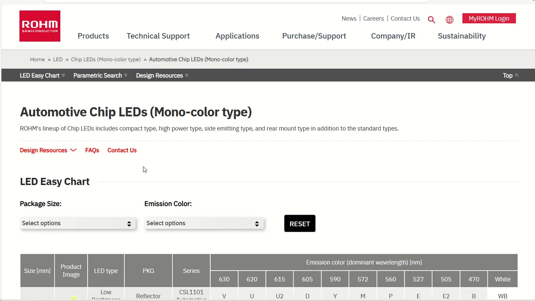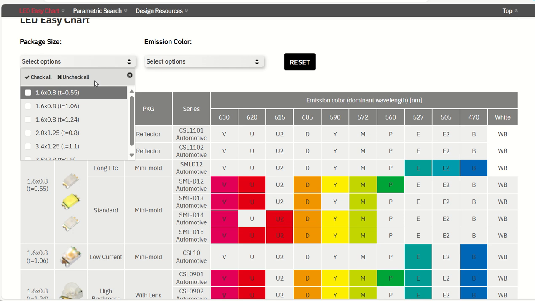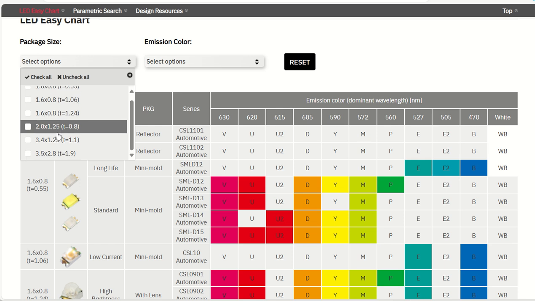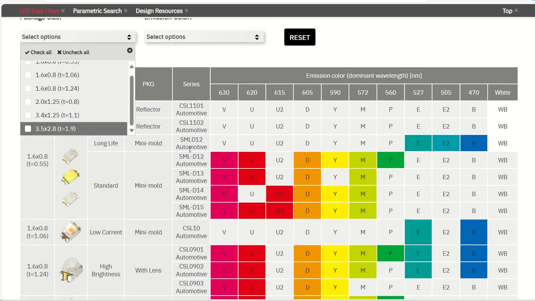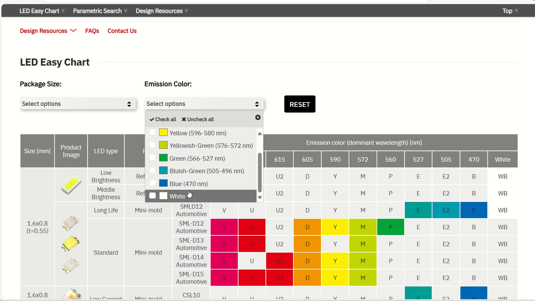As you can see, this particular LED's easy chart is given here. If you want, you can select your options, like the size of the LEDs that you want. 1.6 by 0.8 will be approximately 0603 type. A little bit bigger size will come as 0805 or 1206, something like that. Coming back to the emission color, you can choose emission colors like red, orange, yellow, yellowish green, bluish green, blue, or white, anything is fine.